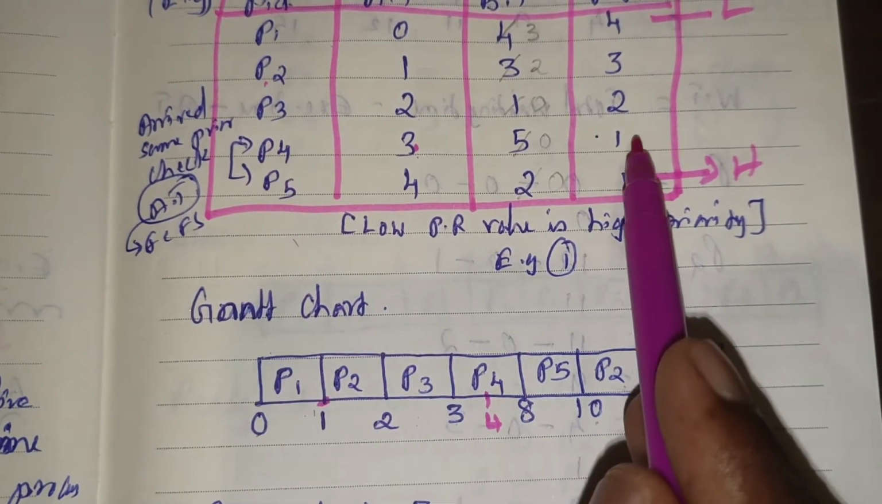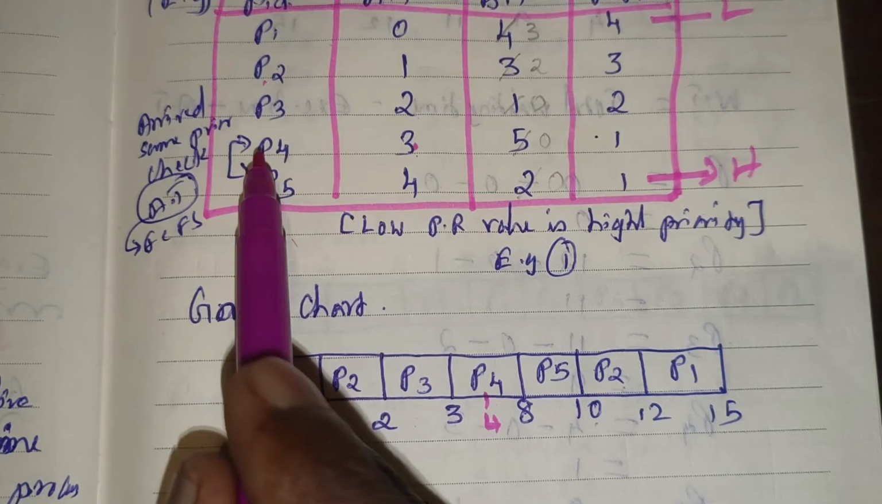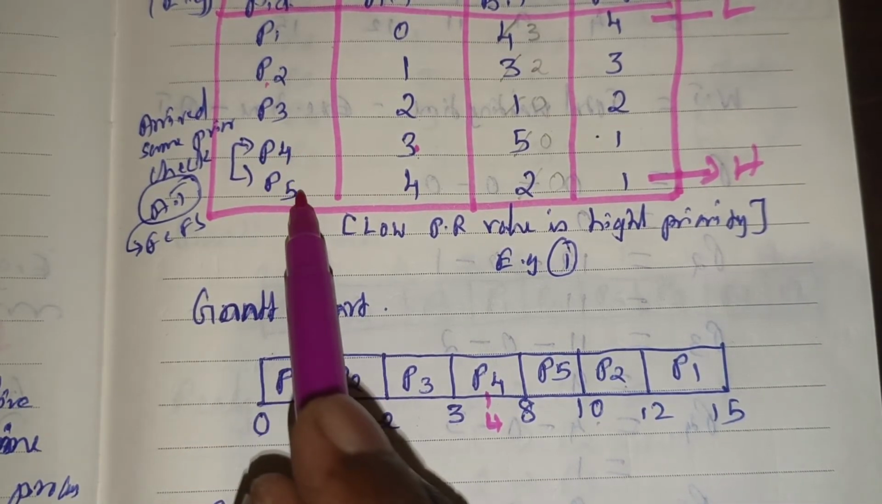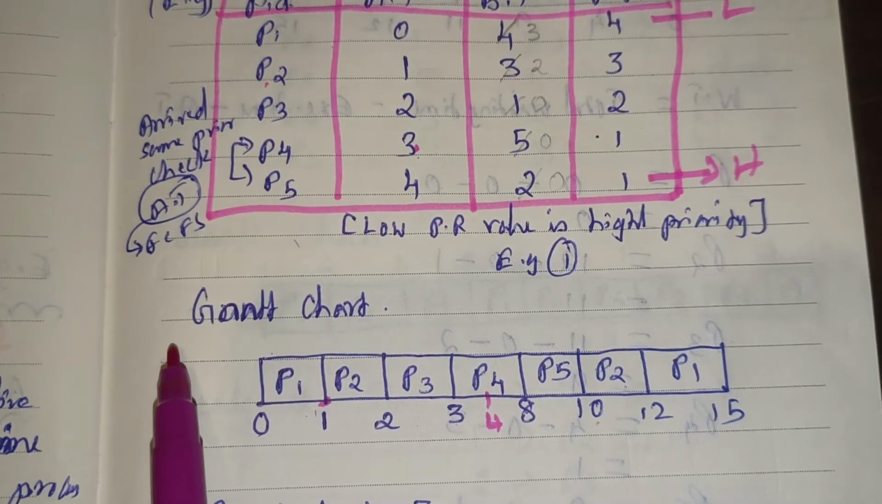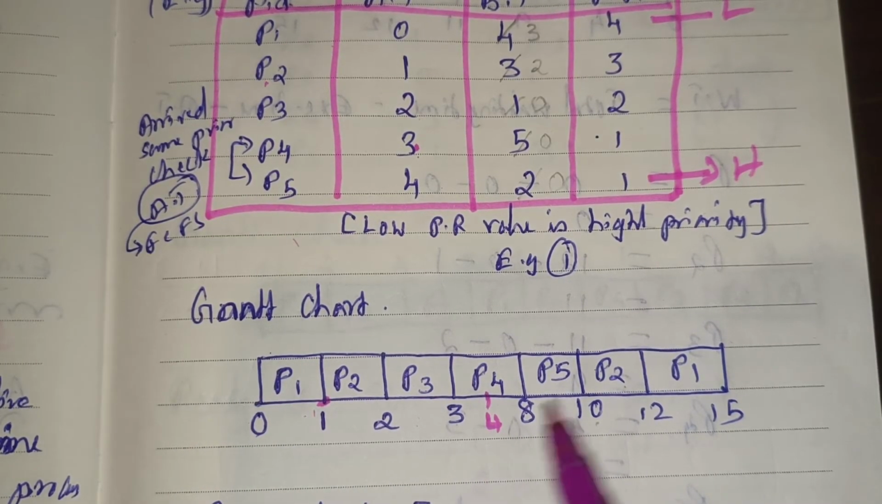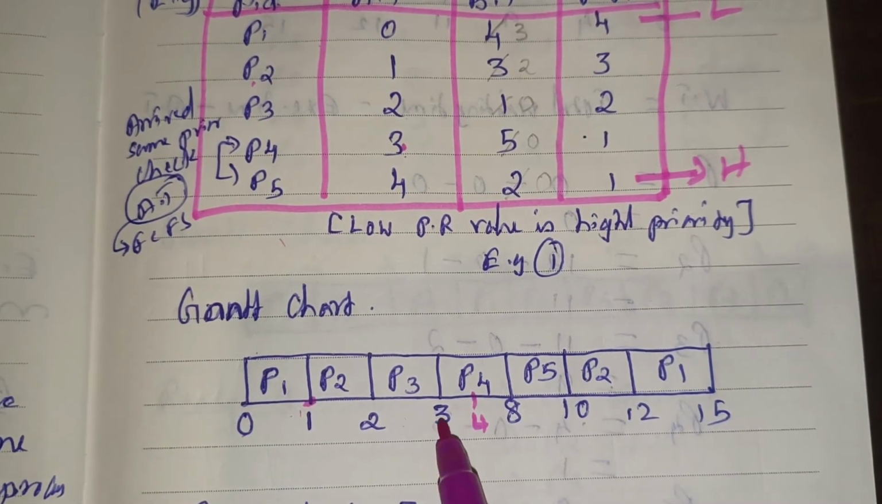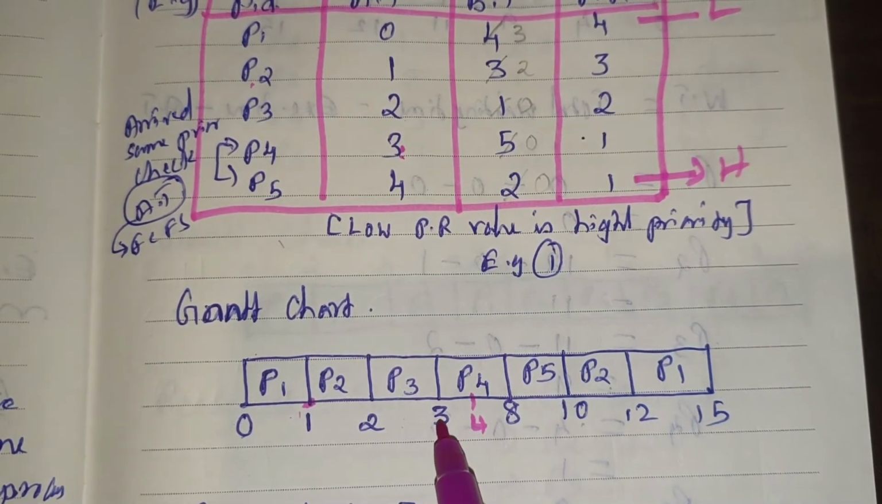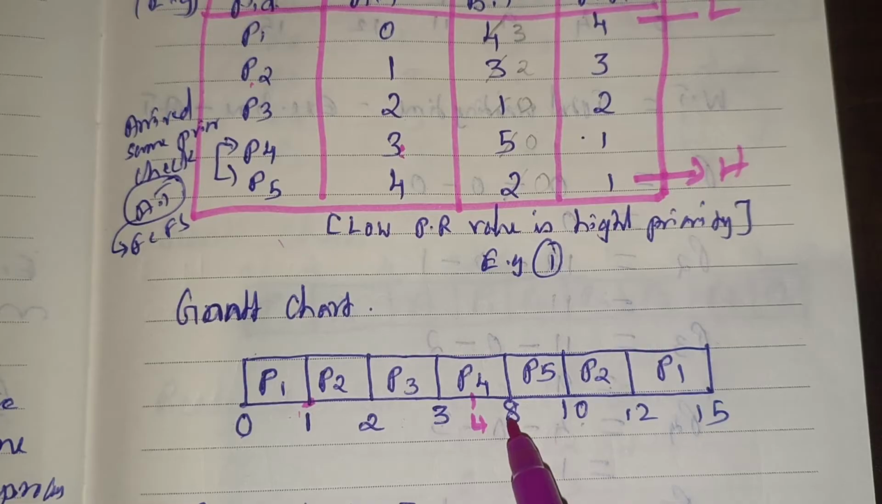If both priorities are the same, we need to check which process ID is lower, 4 or 5. Which one is lower? 4. So it is taking the CPU, that means it is starting at 3. We can check it has arrived. What is the burst time for this? 3 plus 5, totally 8.